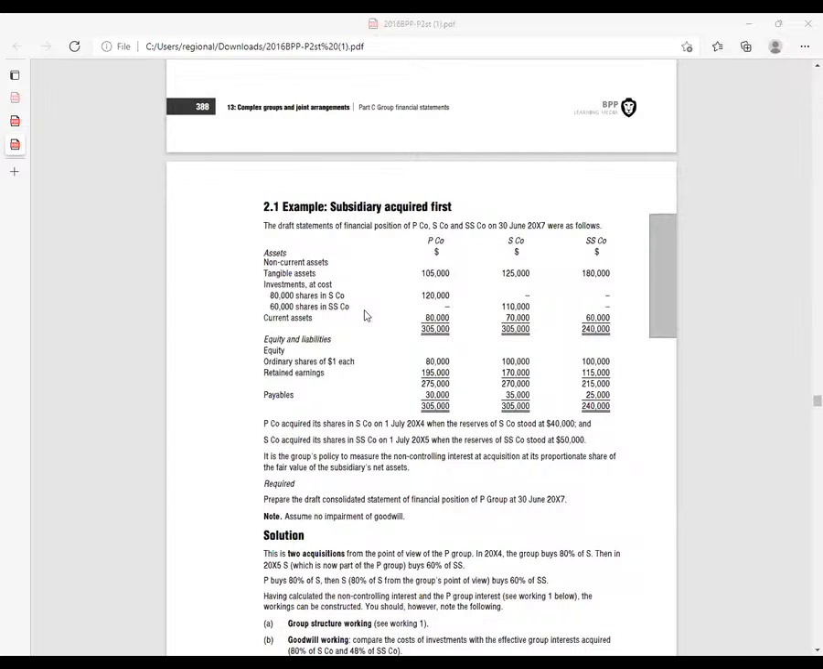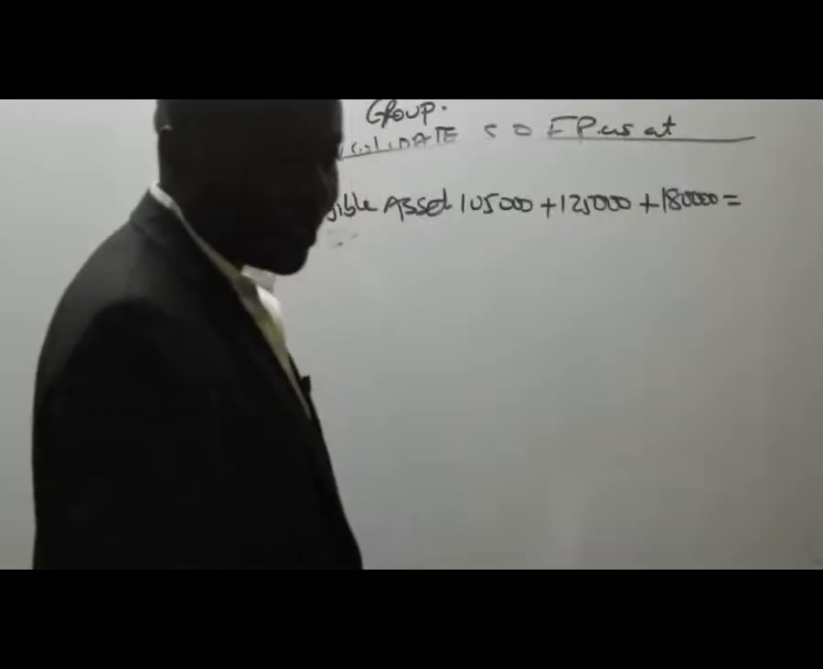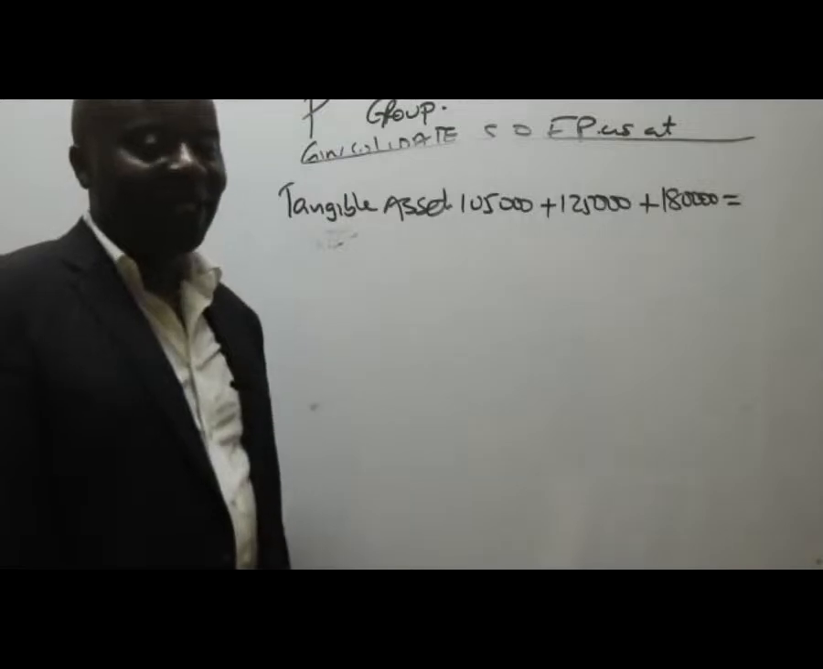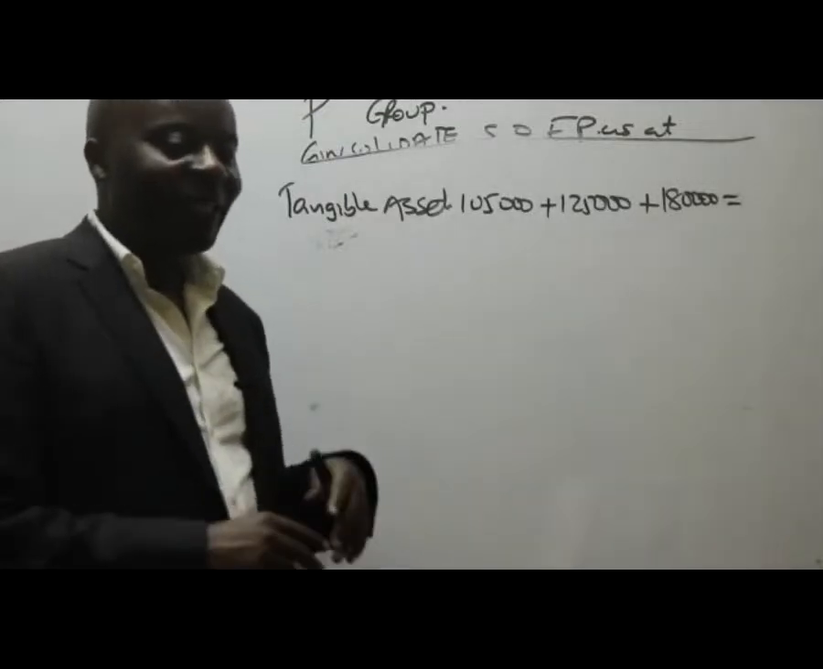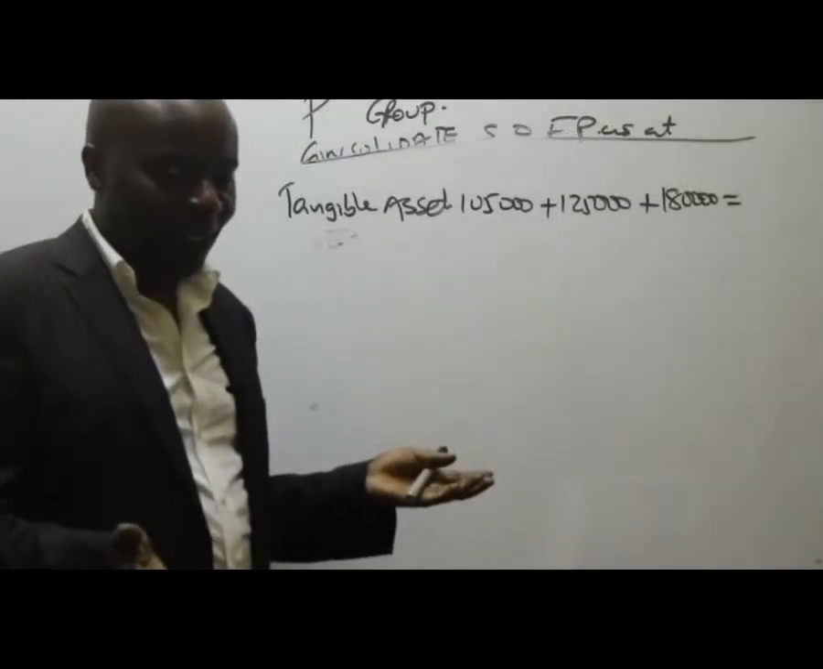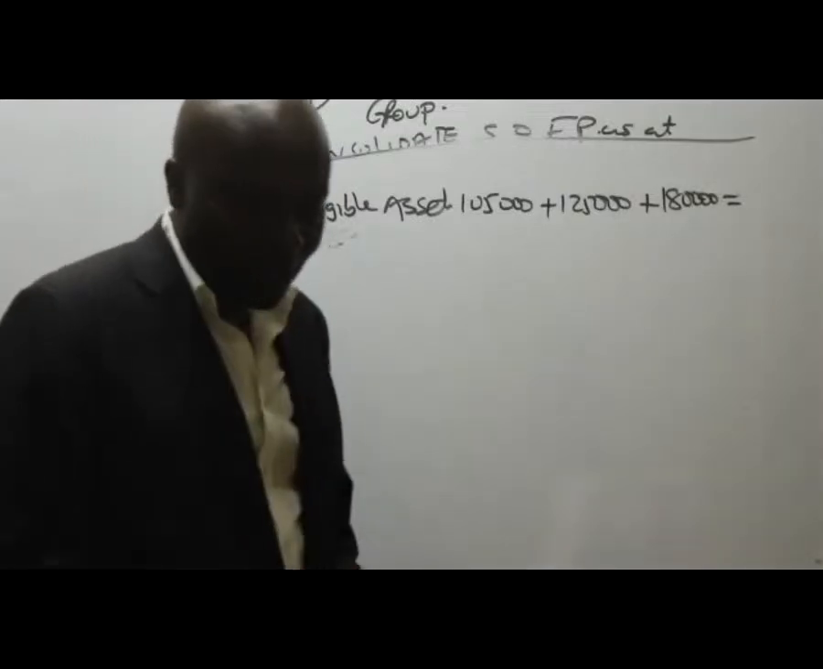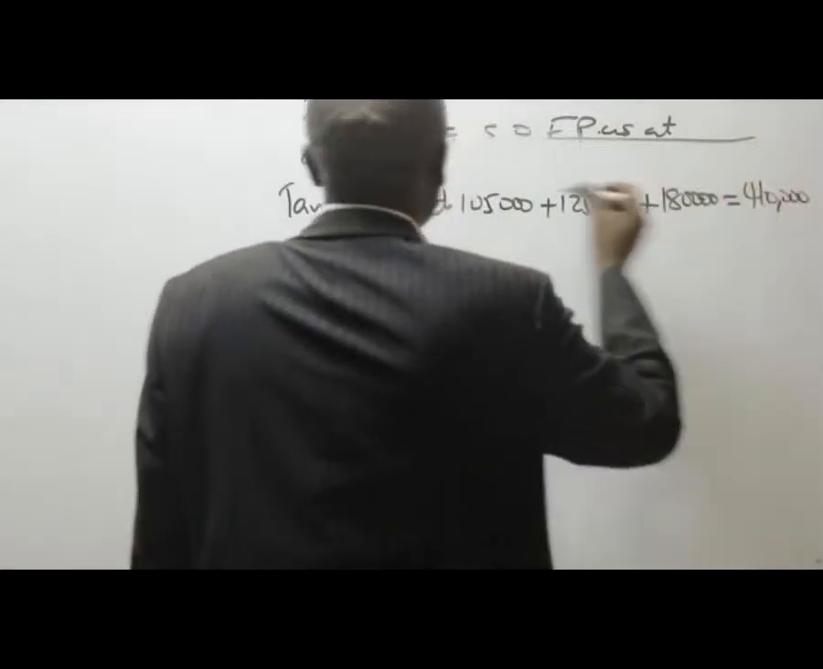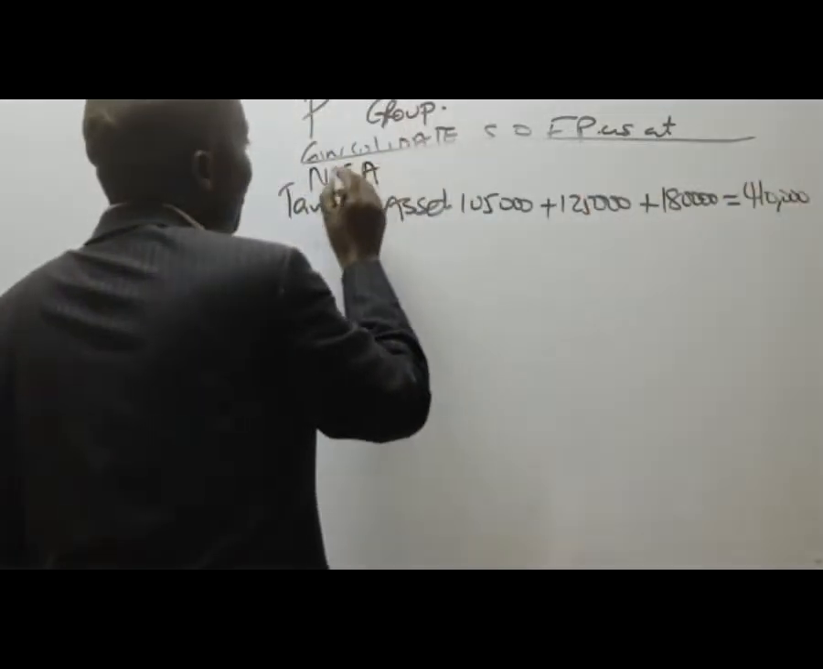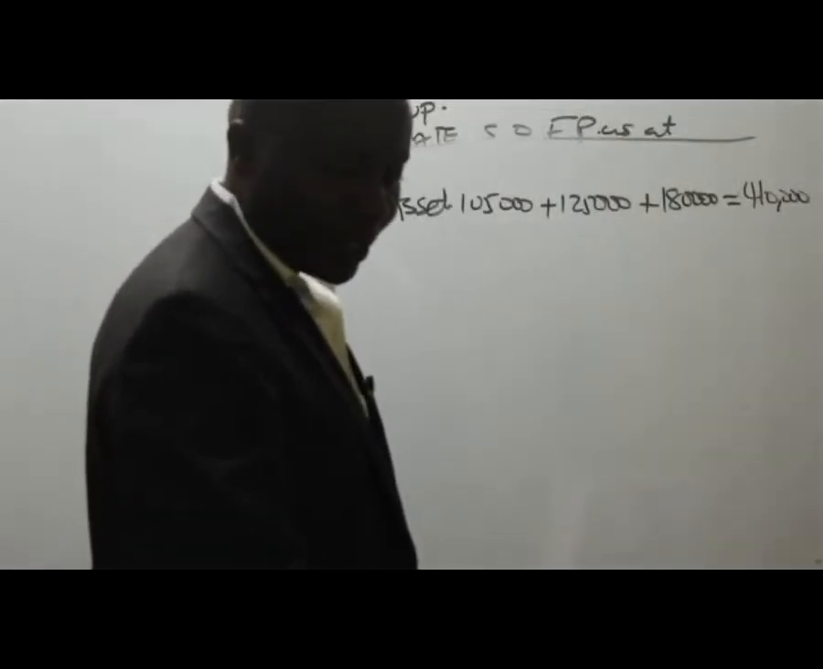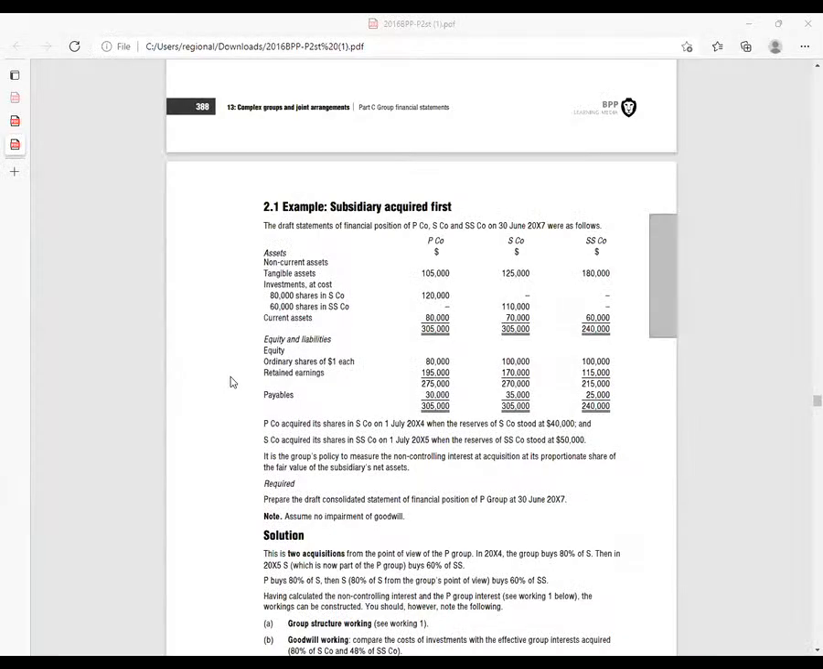What figure are we able to get here for tangible assets? Here, remember, there is no fair value adjustment. There is nothing like depreciation for that fair value adjustment. We simply consolidate, you're adding together. So this gives us 410,000. Remember, these are NCAs, the non-current assets. Now, ladies and gentlemen, we move on to the next one.